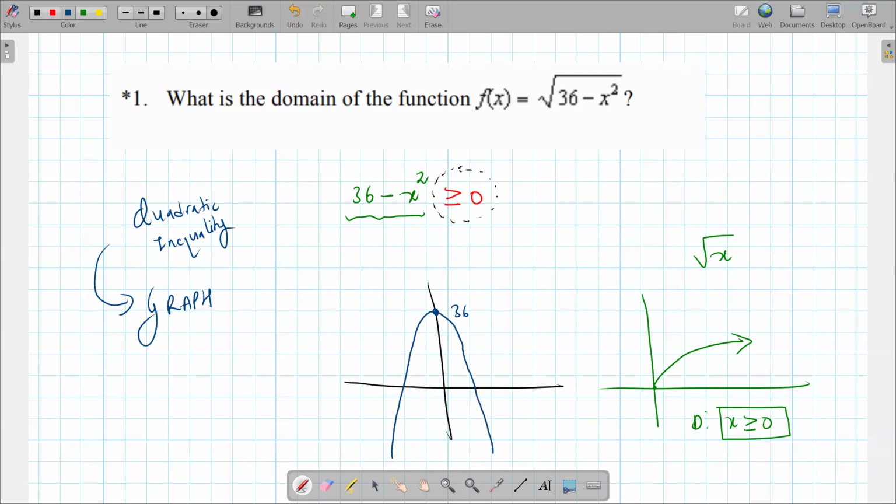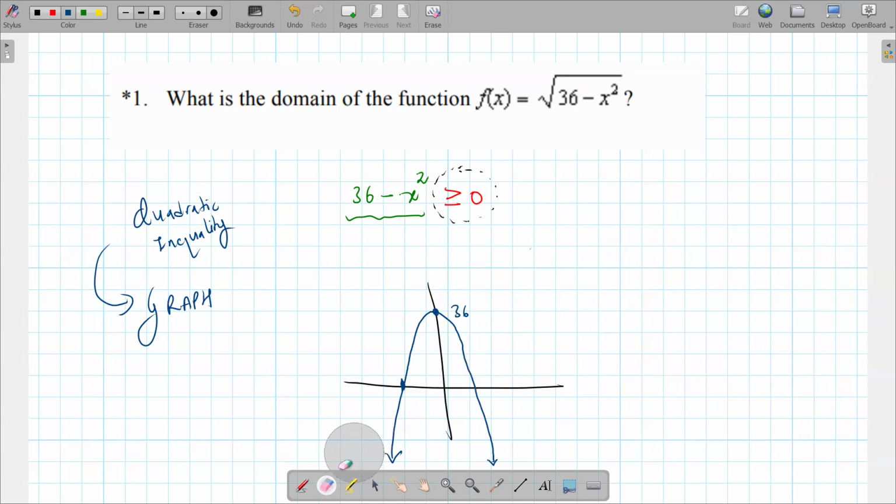So 36. Now we have the y-intercept. What do you think the x-intercept is for this? 36 minus x squared. It's 6. Okay, just the square root. You can solve it here. 36 minus x squared equals 0. X squared equals 36. X equals plus or minus 6. So the x-intercepts are positive 6 and negative 6.